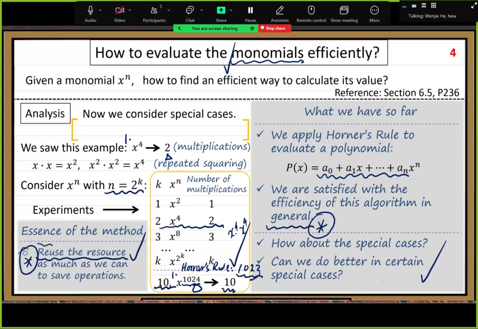Now, when we go to the next topic, look at my conclusion here, the essence of the method: reuse the resource as much as we can to save operations.